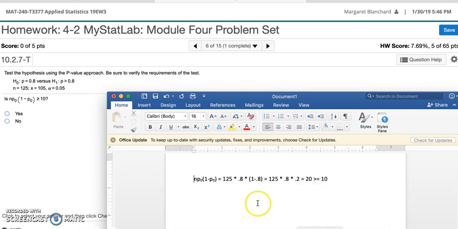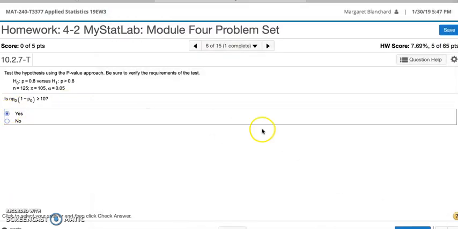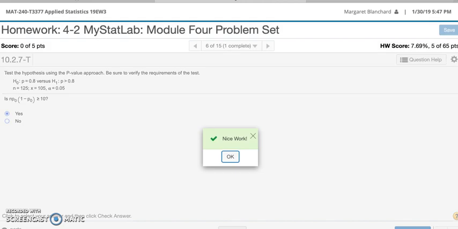Well, let's look at that calculation. So n is from the problem, that's 125. P naught, again, is from the problem, we have 0.8. And then 1 minus p naught is going to be 1 minus 0.8. So when we plug that in, we have 125 times 0.8 times 1 minus 0.8, or 0.2. And when we plug this into the calculator, we get 20, which is greater than or equal to 10. So we can say, yes, that requirement is fulfilled.